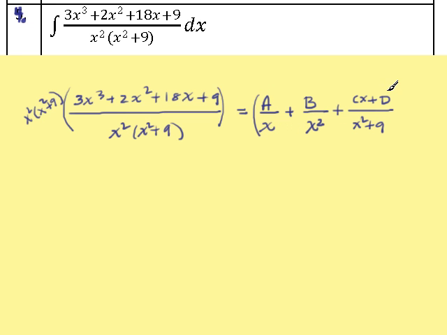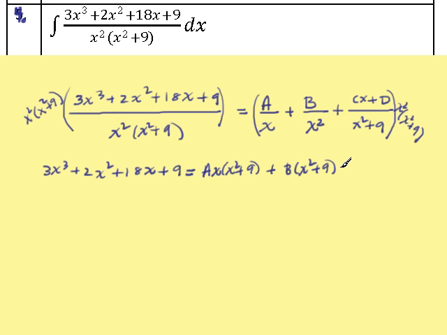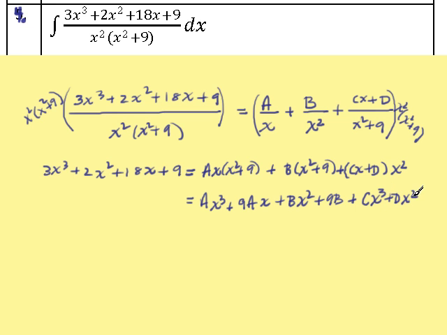On both sides. Okay, so here we get the numerator. And here the x's cancel and we have a x times (x squared plus 9). Here the x squareds cancel, we have b times (x squared plus 9). And here we have (cx plus d) times x squared. Okay, let's multiply through. And here we have ax cubed plus 9ax plus bx squared plus 9b plus cx cubed plus dx squared.